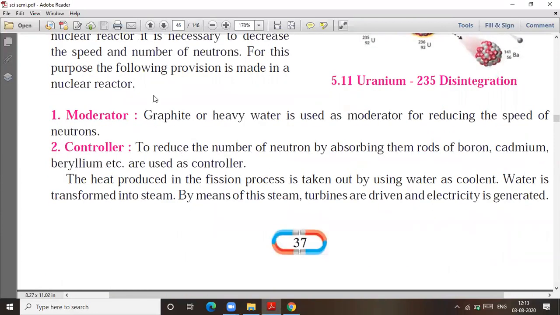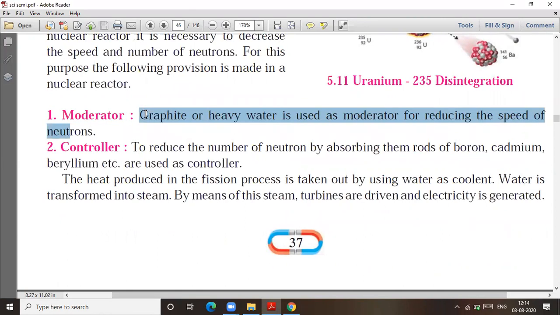So what are the components of this reaction? For this purpose, the following provisions are made. What is the provision? First is a moderator. What is a moderator? Graphite or heavy water. We saw the isotopes of hydrogen. Graphite or heavy water is used. Deuterium is heavy water, used as a moderator for reducing the speed of neutrons.